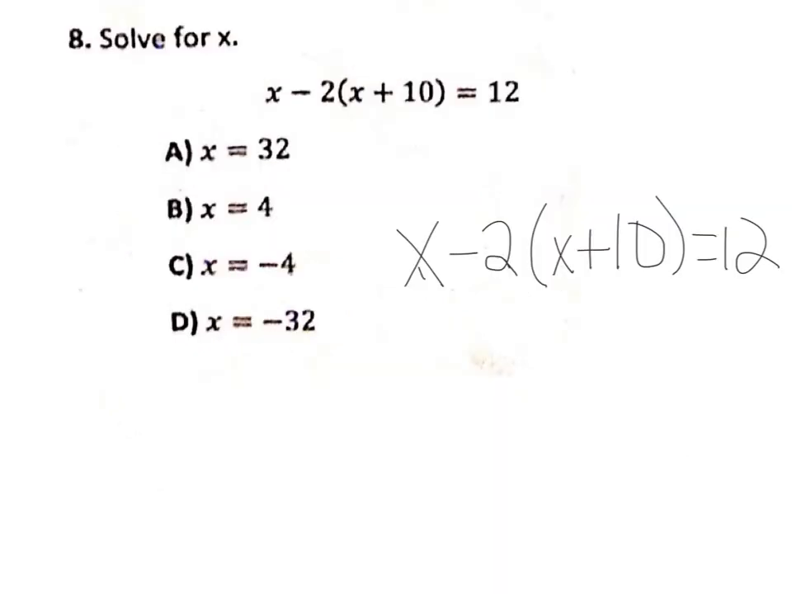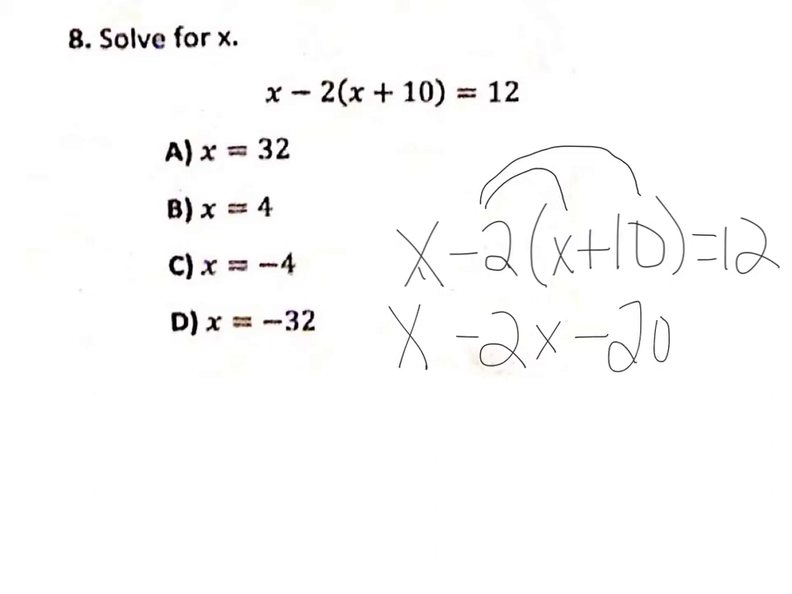Number 8, this was a tricky one. You always could use your answer choices to check for substitution, or if you wanted to solve it, you'd have to start with distributive property. So you would distribute the 2 out to both things that are inside the parentheses. So we'd have x minus 2x minus 20 equals 12.